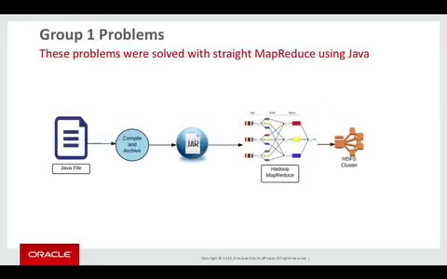Group 1 problems. These were easier sorting type problems. I used Java on these, straight MapReduce. The Java file was compiled and archived using the Hadoop javac compiler and the regular jar utility. Then that jar was run in Hadoop using MapReduce techniques, and the results were stored in the HDFS.